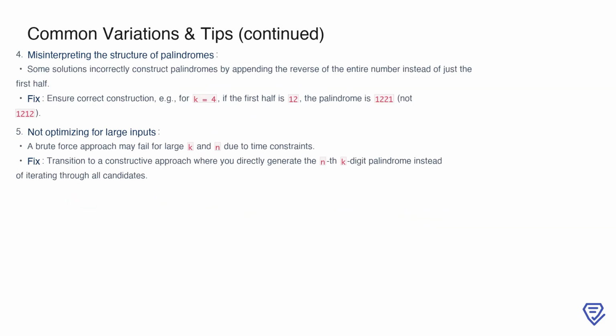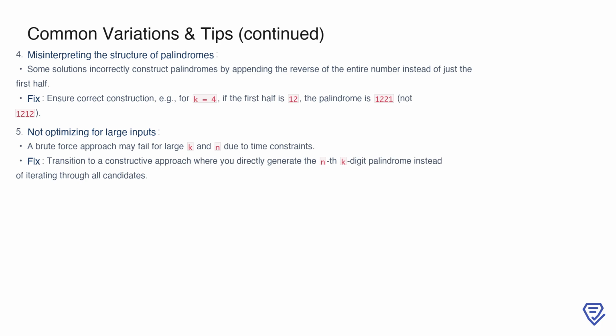Another common pitfall lies in misinterpreting the structure of palindromes. A classic error is constructing palindromes by appending the reverse of the entire number instead of just the first half. For example, if k is 4 and the first half is 12, the correct palindrome is 1221, not 1212. Ensuring the proper construction of palindromes is key.